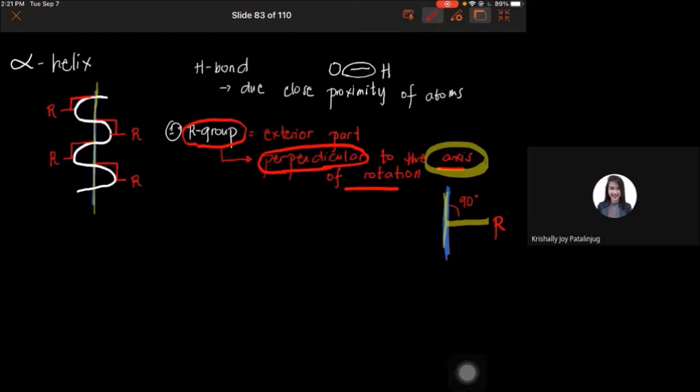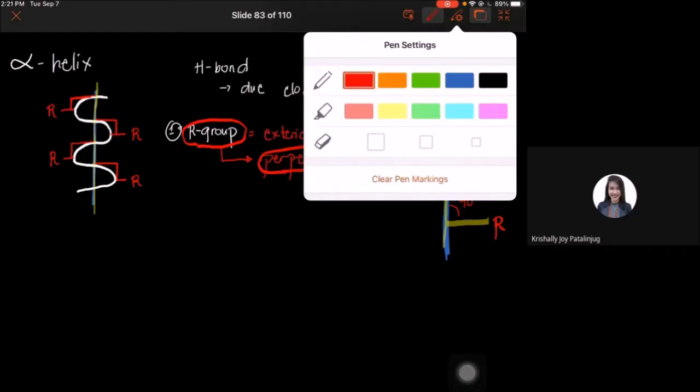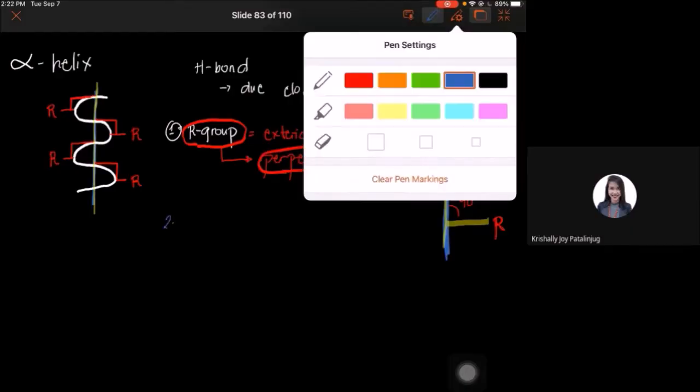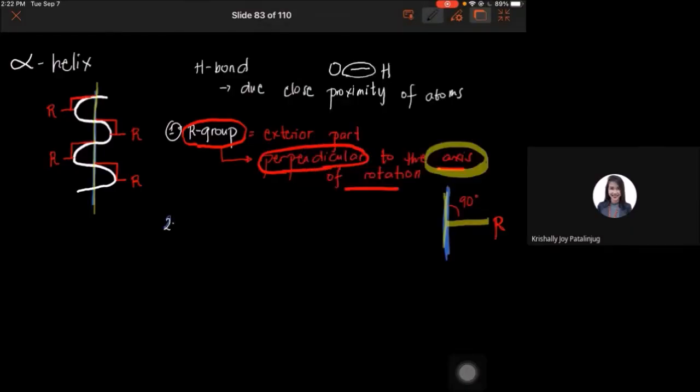Next, another characteristics of alpha helix. Okay, number 2 na ta. Number 2, in terms of H bond naman, in terms of hydrogen bonds. Okay? So, syempre, may makakreate na hydrogen bonds kasi isa diba itong halimbawa ng secondary structure. And that is the key point kapag secondary structure.